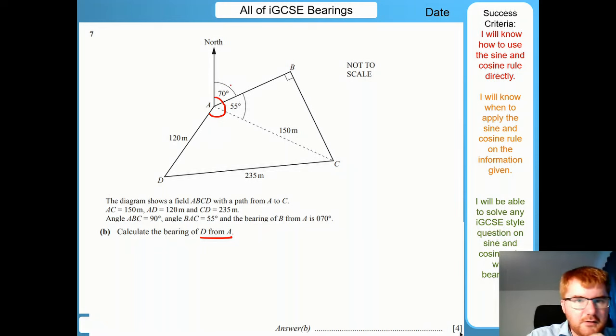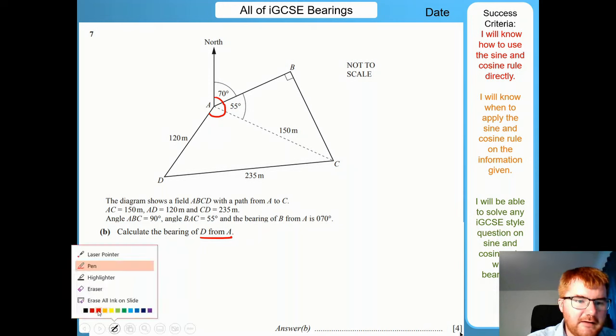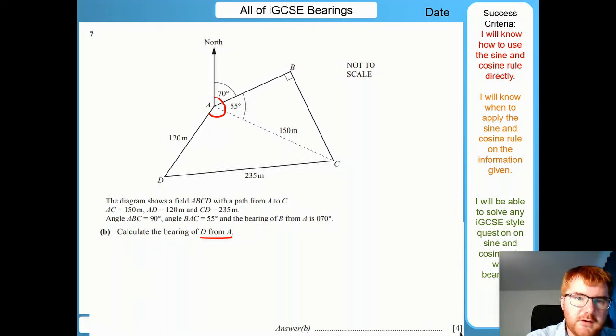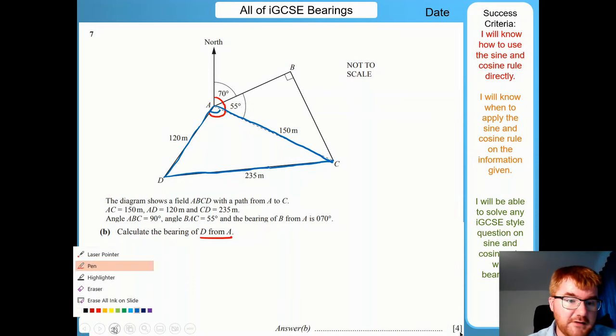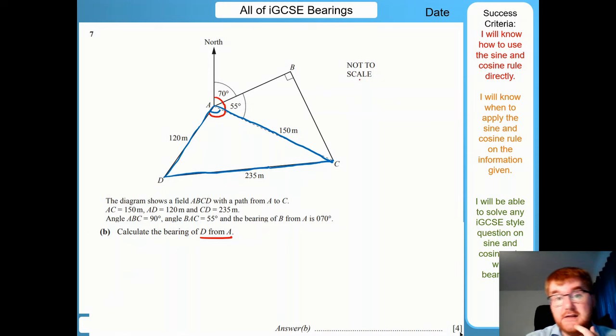Now this is an easier question in some ways because we've already got two of the angles. So all we actually need to work out here, and let me do this in a different color, is this angle in blue. Now notice we've actually got a triangle here. So 120, and then we've got the 150, and then the 235. And what I've always taught, in both iGCSE courses, is when you've got three sides and you're looking for an angle, you use the angle version of the cosine rule, which unfortunately on 0607 is not on your formula sheet. So this is something you need to learn directly.